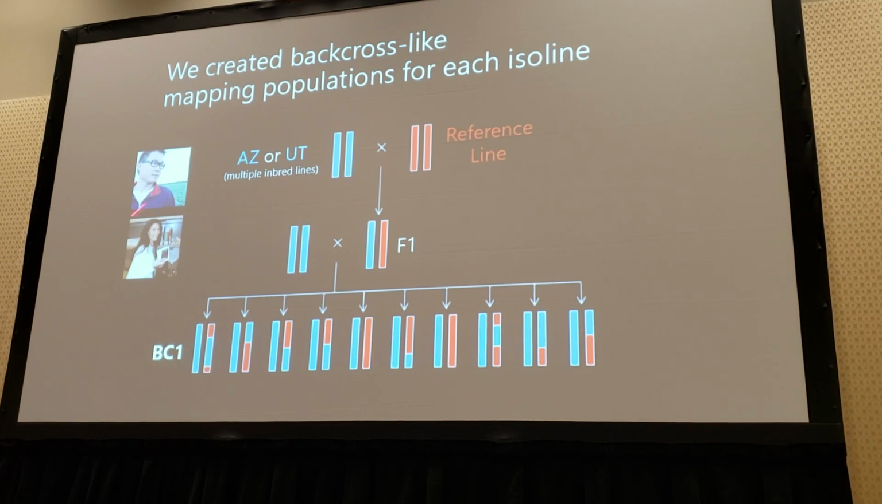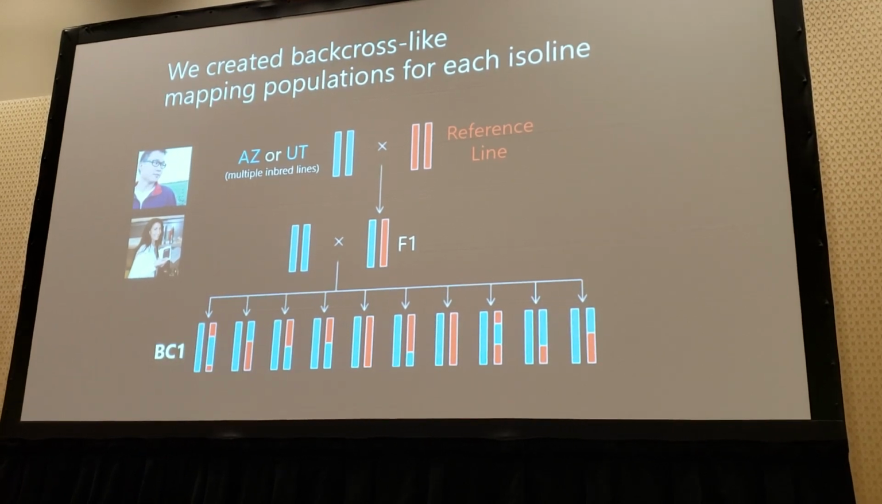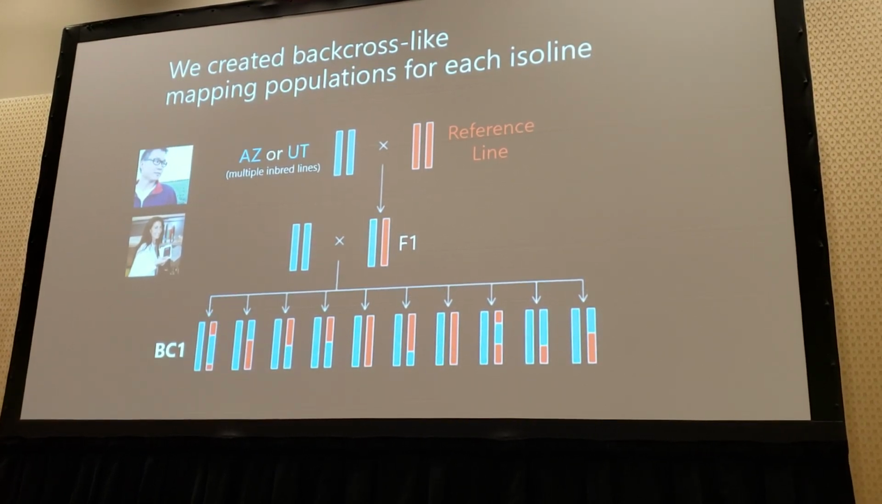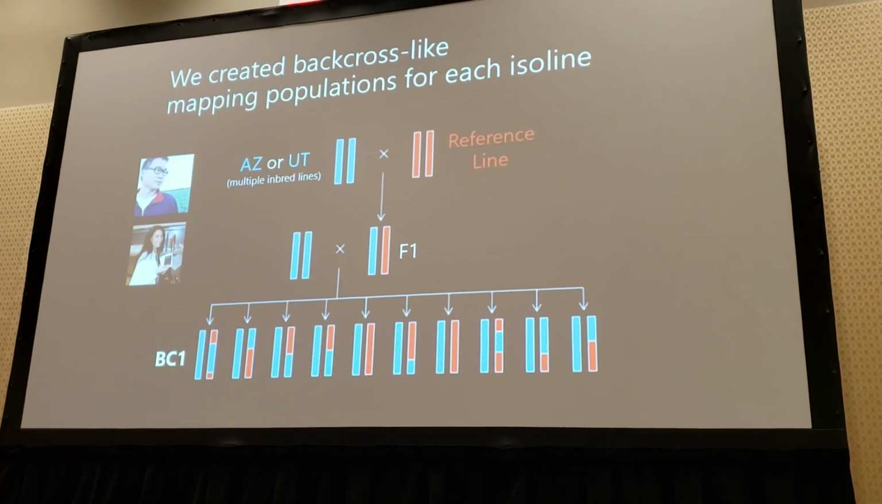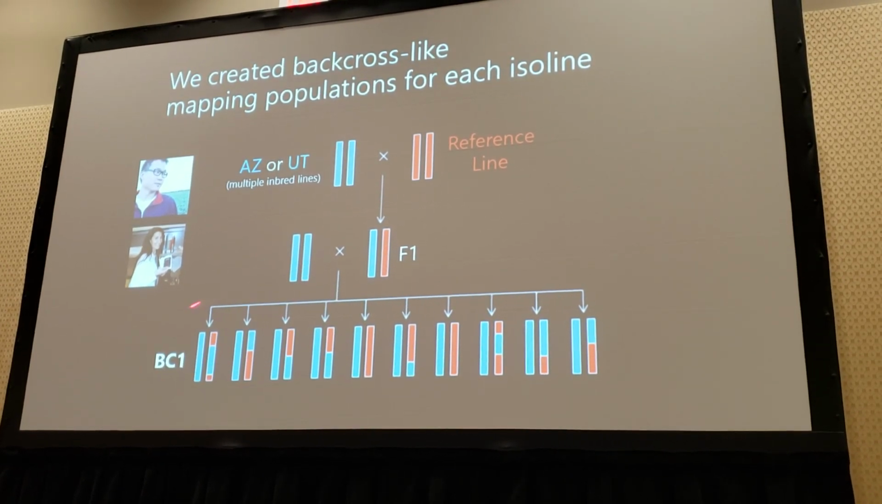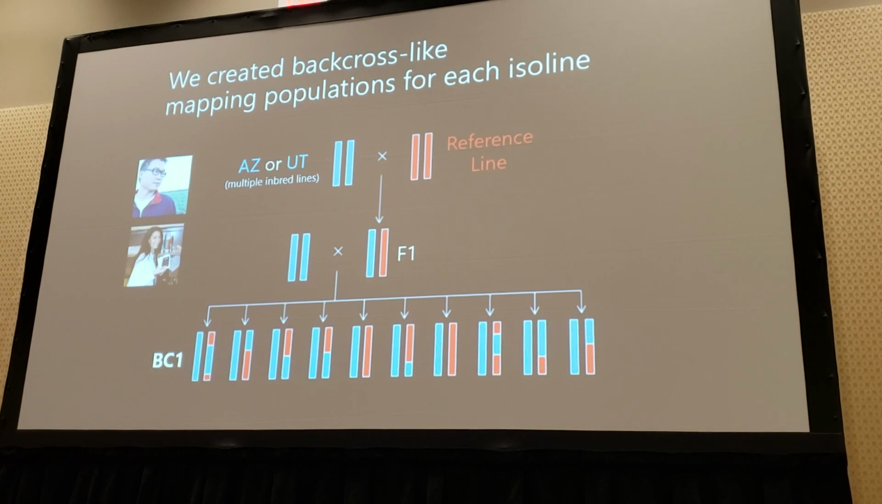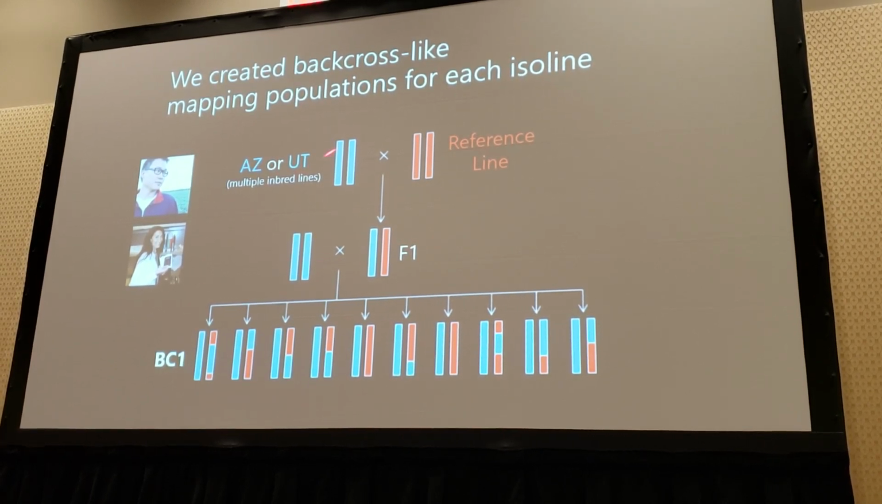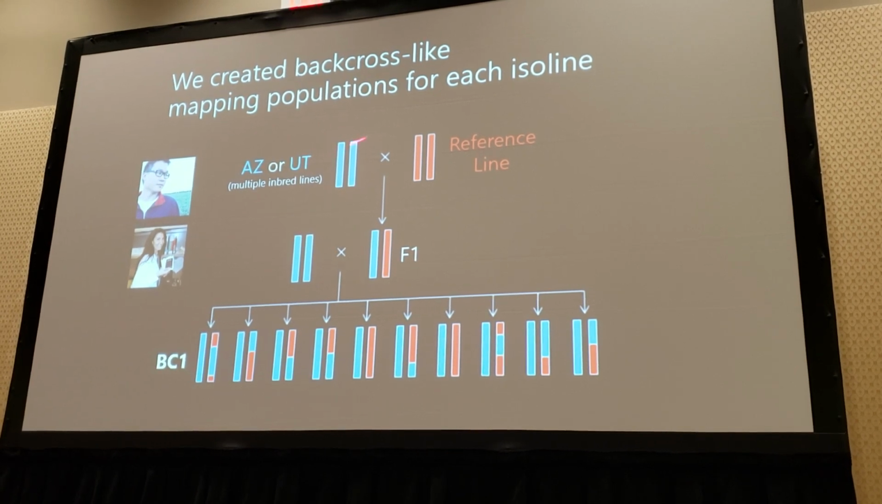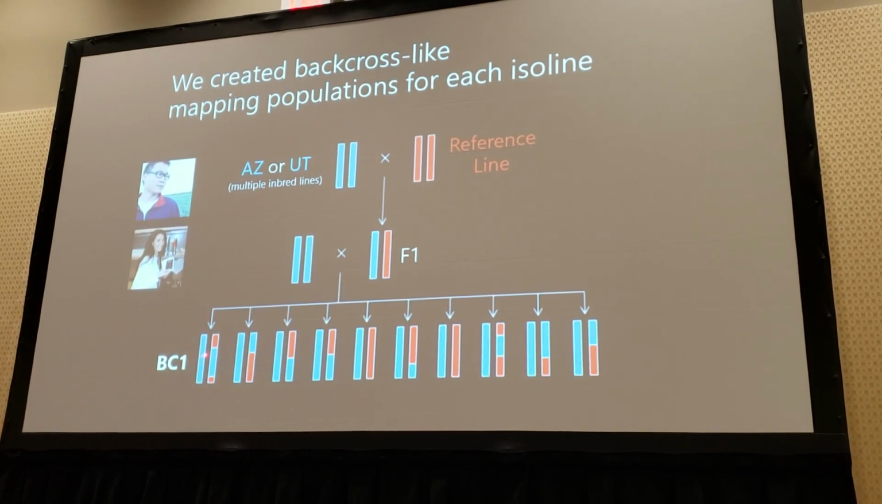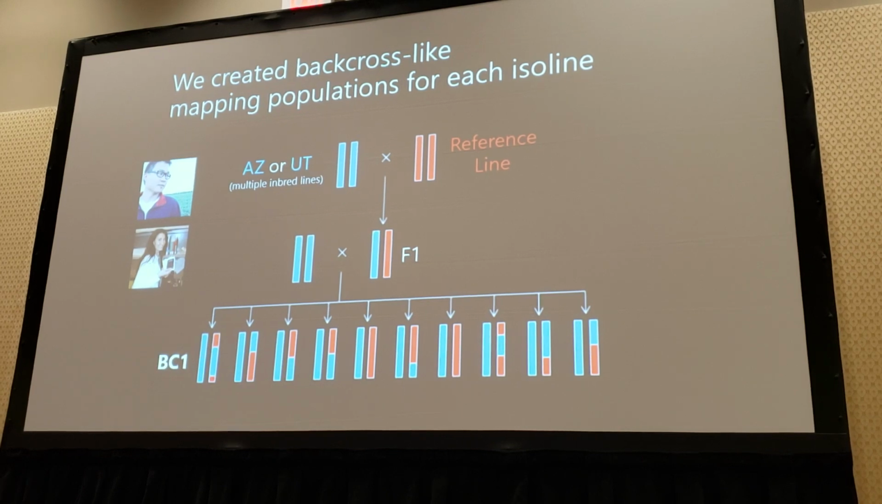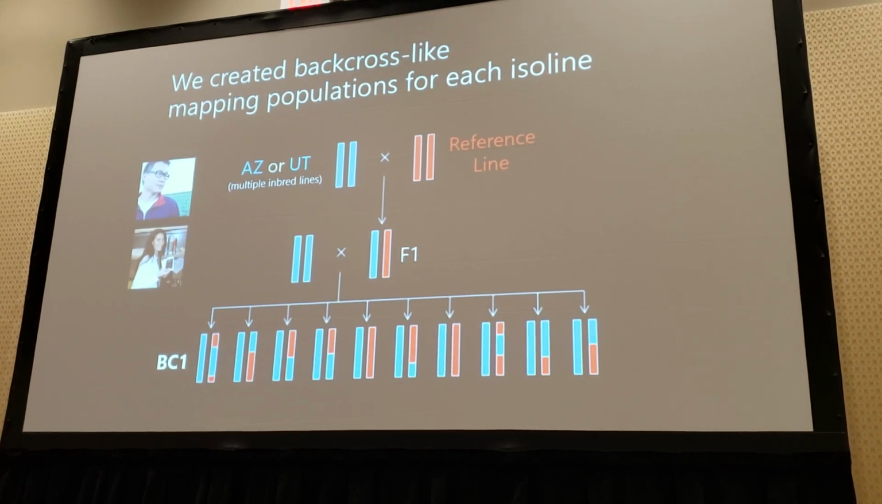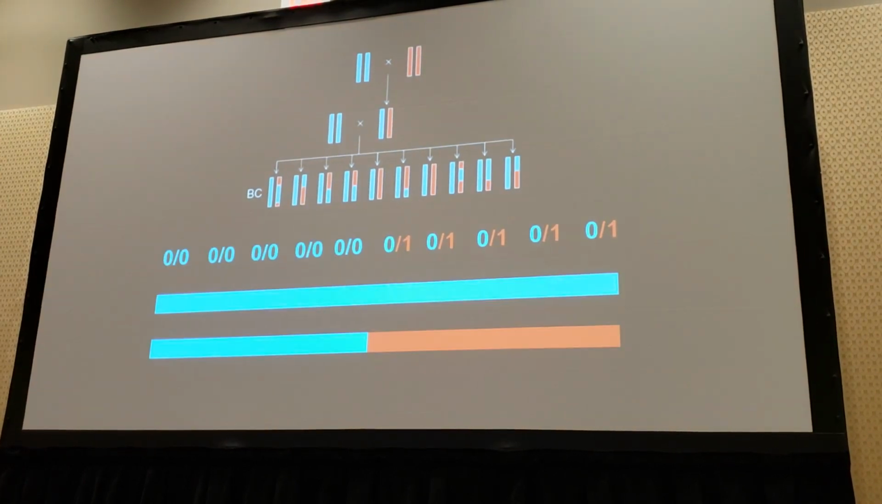And then with the help of Freddie Hsu and Brendan Winkler in the Noor lab, we created these backcross-like mapping populations. So basically the idea here is we take our inbred lines, we cross them to our reference line, that gives us F1s, and then we backcross those F1s to whatever their grandparental or their parental inbred line was. And this generates all our backcross offspring.